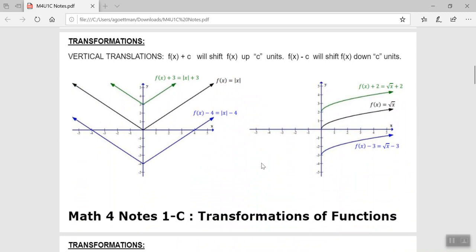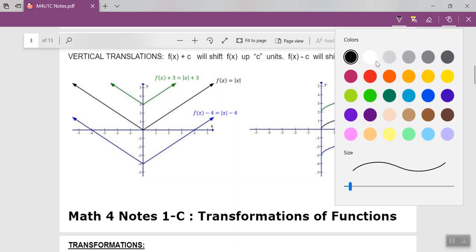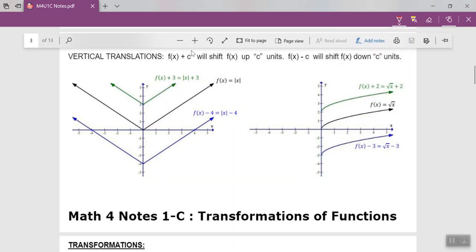All right, for starters, vertical translations. Vertical translations mean that there is something added on to the end of the function. In other words, if this was the absolute value of x, then absolute value minus 4 is going to drop it down 4 units. And absolute value of x plus 3 is going to move it up 3 units.